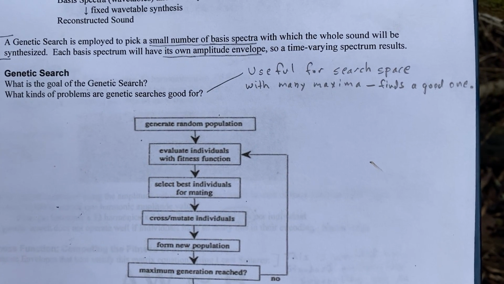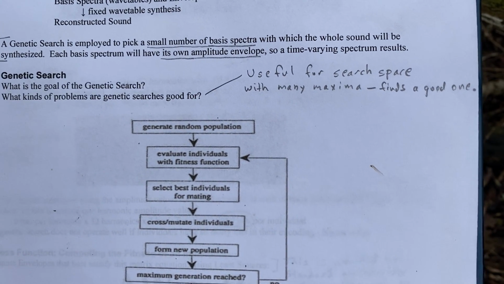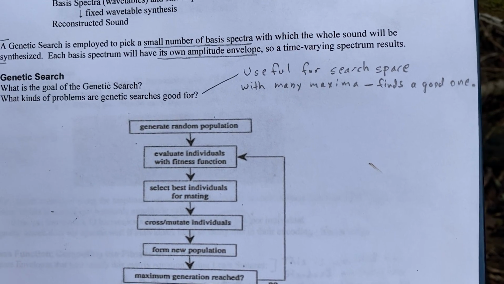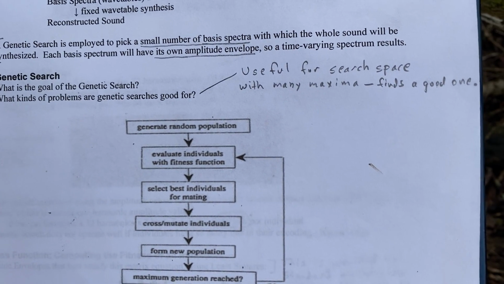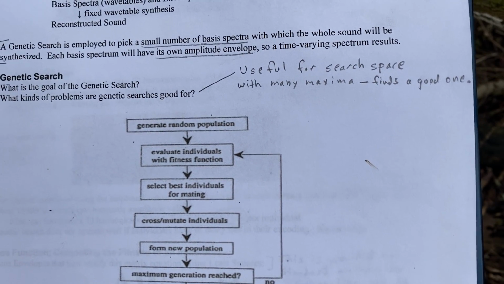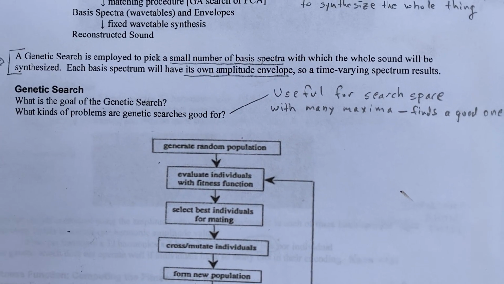So, what is the goal of a genetic search? Genetic searches work well if you have a problem where there are probably many good solutions, but you want to find one of them. And you don't even particularly care which one of them, as long as it's one of the good solutions, that's good enough.